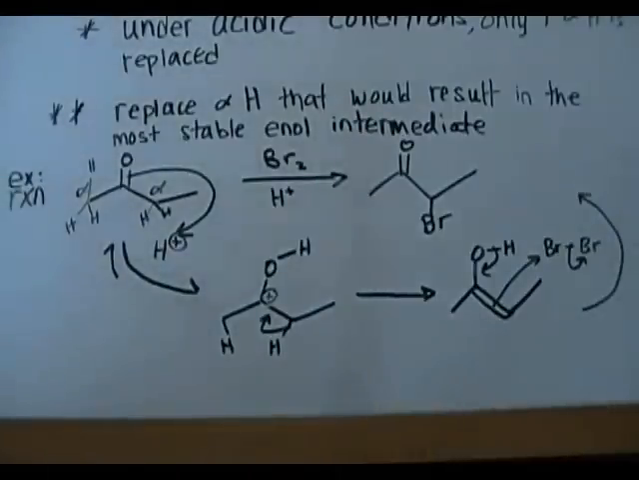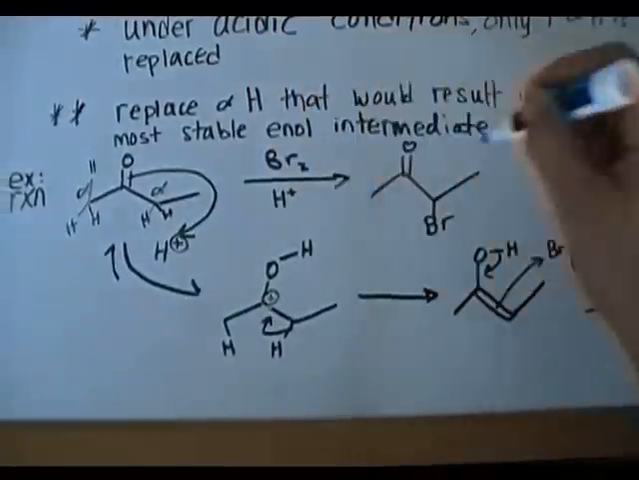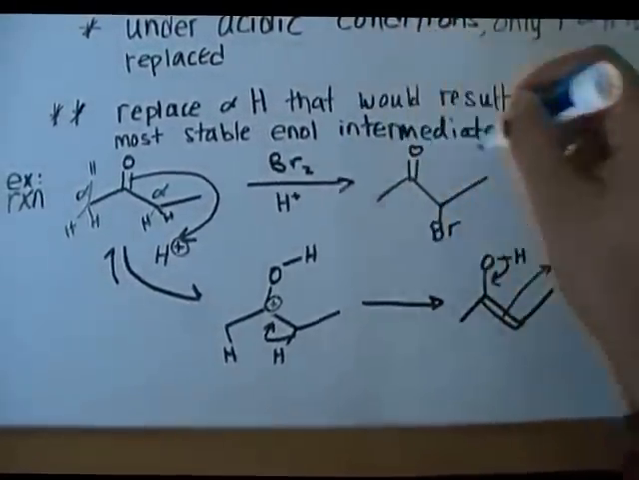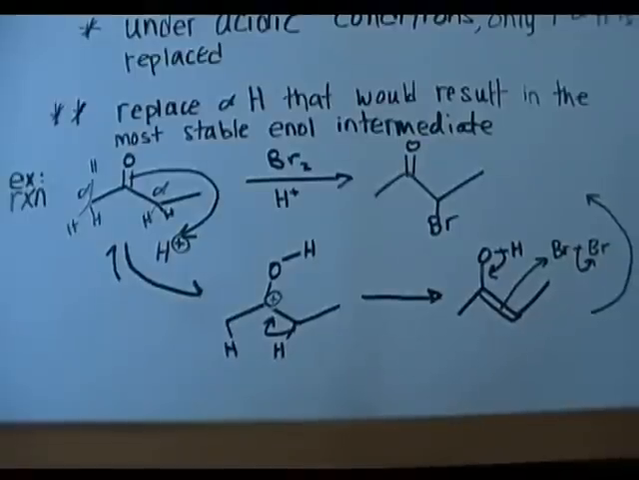And that's it. It's as straightforward as that. We have to find the more substituted alpha position, and if there's an H there, we're going to replace that H with the halogen, and that's only under acidic conditions. Now let's take a look at the reaction mechanism, and then we can understand how this statement works, okay?